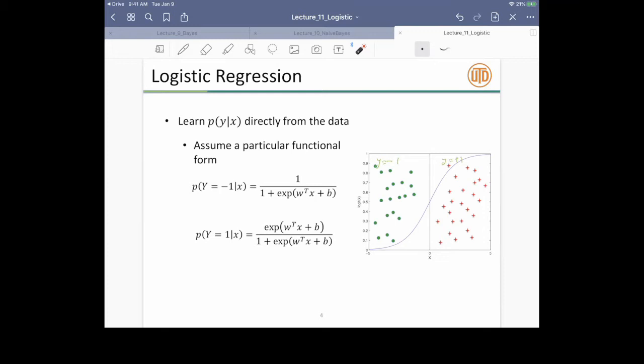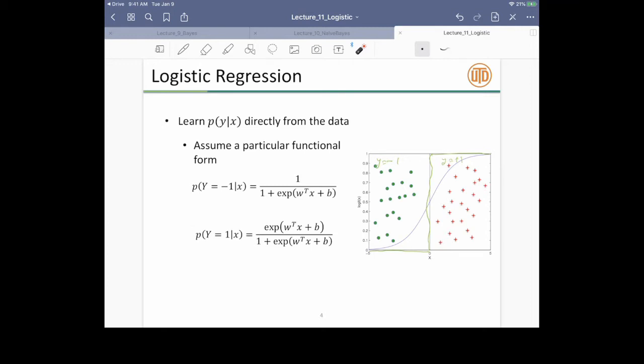Just like we saw perceptron and SVMs, which were approximations of the 0-1 loss function, similarly, logistic regression is an approximation of the 0-1 probability distribution. The 0-1 probability distribution looks something like this: it is basically 0 probability over here, and then it jumps to 1. The green is something like a 0-1 probability, and this blue curve is what logistic regression is. So it's like a smooth version of this.